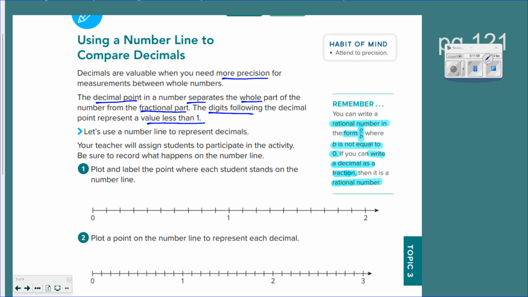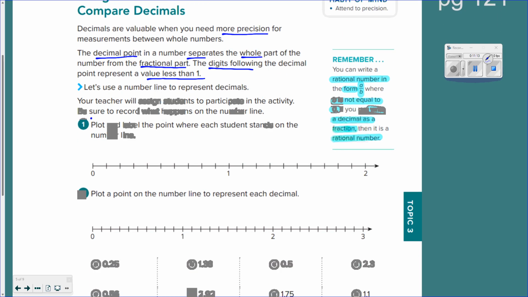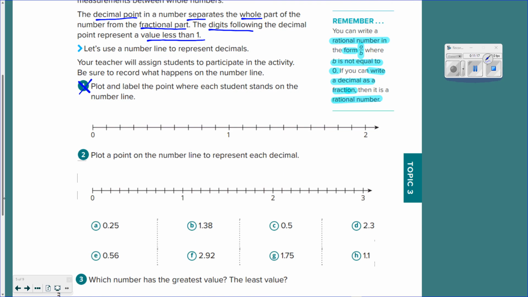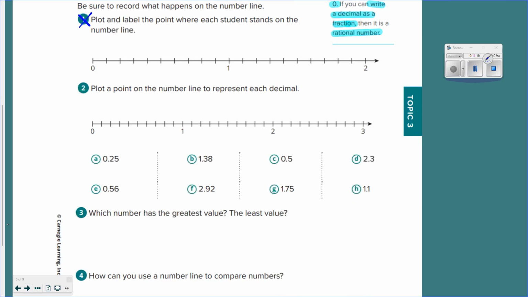Okay, we're not going to do number 1 because we didn't have those as we came in, so we're going to go straight to number 2. On this one, if I look at it, they've given me 0 and they've given me 1. How many spaces are in between? You can count, right? 1, 2, 3, 4, 5, 6, 7, 8, 9, 10 spaces. So what would the value be for each one of those individual tick marks then?